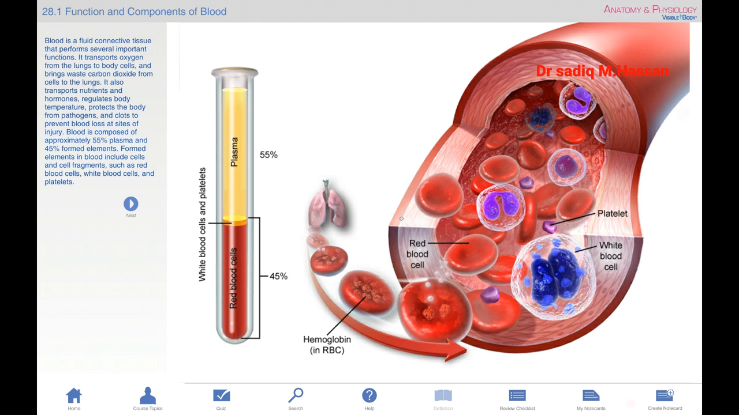So eosinophils help destroy parasites and antibody-antigen complexes. Basophils are involved in allergic reactions and inflammation.